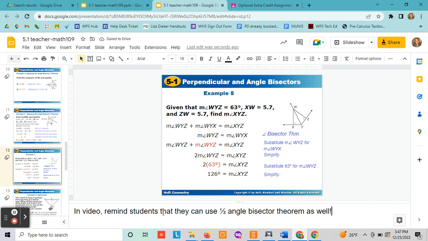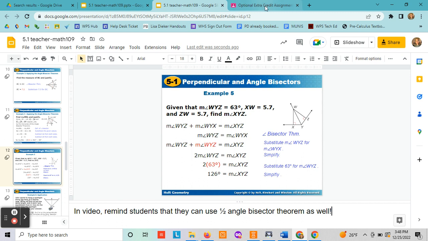So they can say that the measure of WYZ is equal to 1/2 the measure of XYZ because that is an angle bisector. So that could be very helpful. So we can use that there.